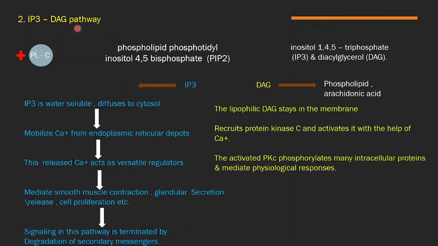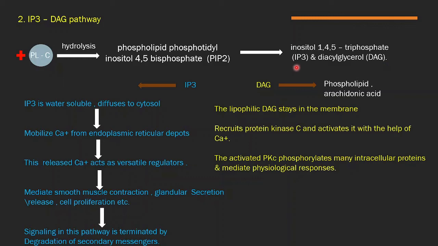The second pathway that it can follow is by activation of phospholipase C. After phospholipase C is activated, it will hydrolyze the membrane phospholipid phosphatidylinositol 4,5-bisphosphate, also known as PIP2. Then it will generate inositol 1,4,5-triphosphate, which is also called IP3, and diacylglycerol, also known as DAG. So this IP3 and DAG are also secondary messengers.